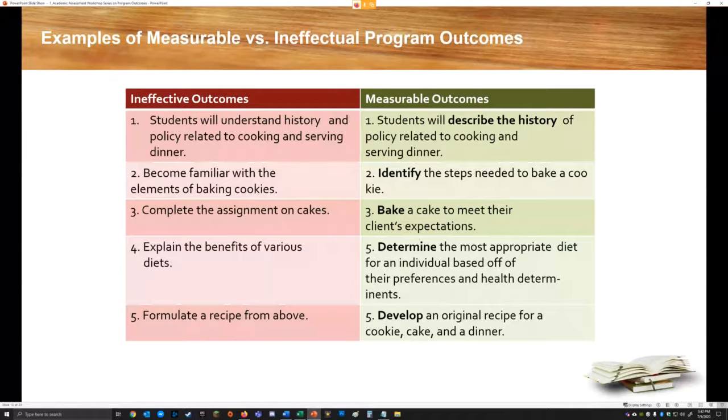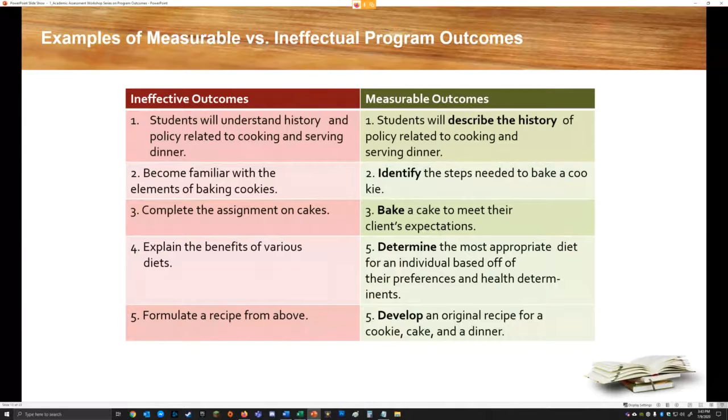Well, why don't students just describe the history of the policy of cooking and serving dinner instead of just understanding? Then we have another outcome: become familiar with the elements of baking cookies. What does that mean? It is very vague. It's too broad. So instead, we suggest a more measurable outcome where you use a word like identify, just to define the scope of what you want to see from the student.